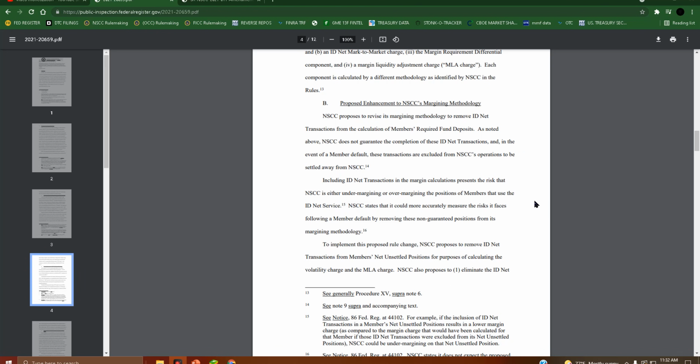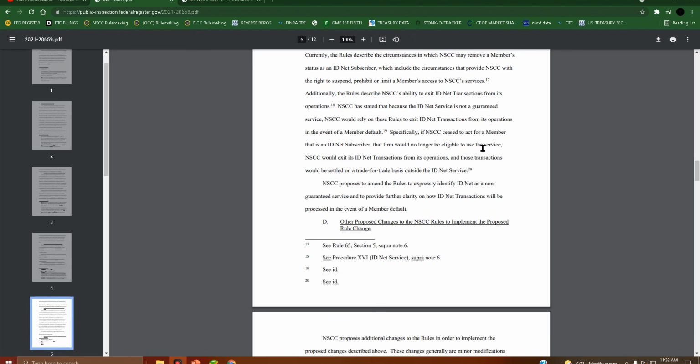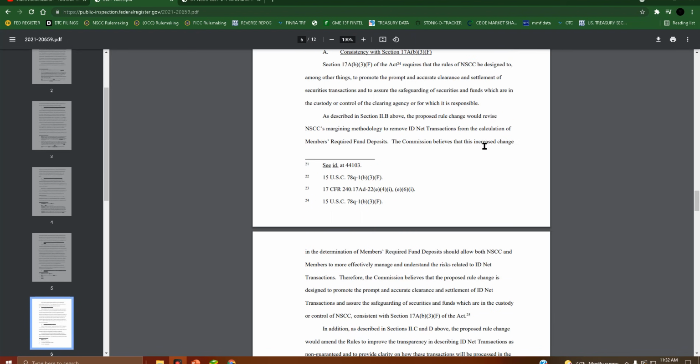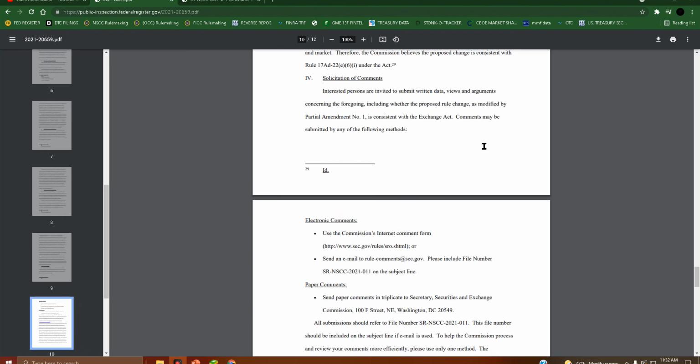They're proposing to revise its methodology to remove the ID net transaction from the calculation of the required fund deposit, which is huge for them. So in the event of a member default, these transactions are excluded from the operations to be settled away from NSCC. So this should be implemented within the next 30 days. So brace yourself for that. This is a pretty big one.